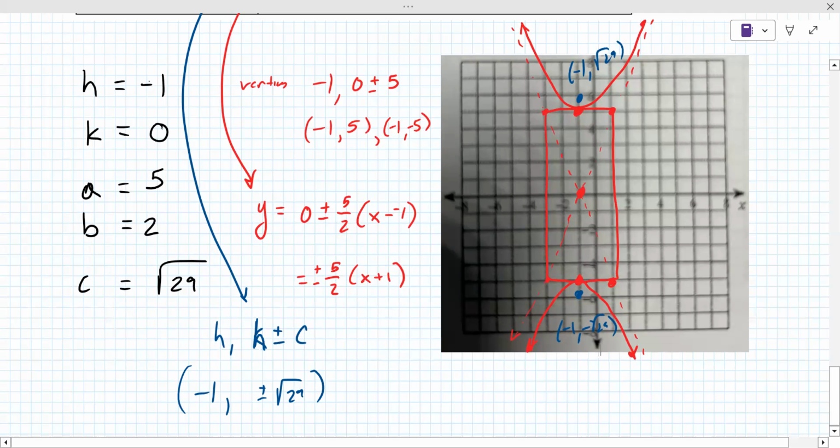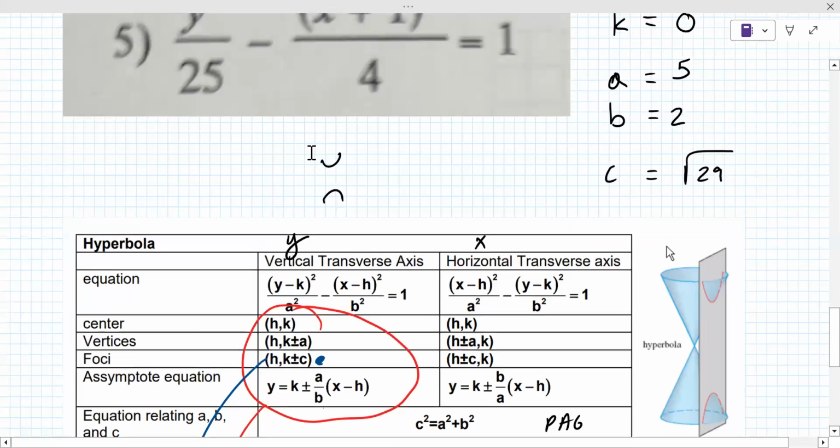All right, any questions before we move on to number 6? No, not yet. 6 is another vertical transverse. Do you want us to go to 7, which is a horizontal transverse graphing, or do you want us to do them in order? We can go on to 7. Okay.